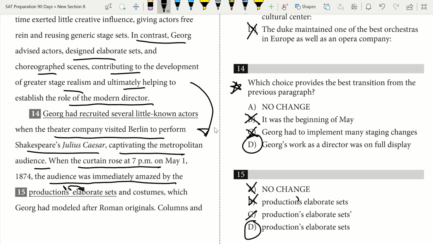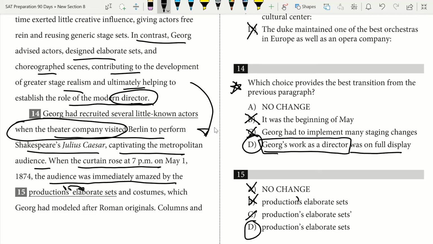Yes, that works well. Another reason that it works well, other than it being factually correct and connecting his work as a director, right? We talked about his work as a director up here. Now we're touching on that again as we transition. Another reason it works very well is because it says it was on full display when the theater company visited Berlin, which is really a great connection there. So I know D will be my correct answer for 14.